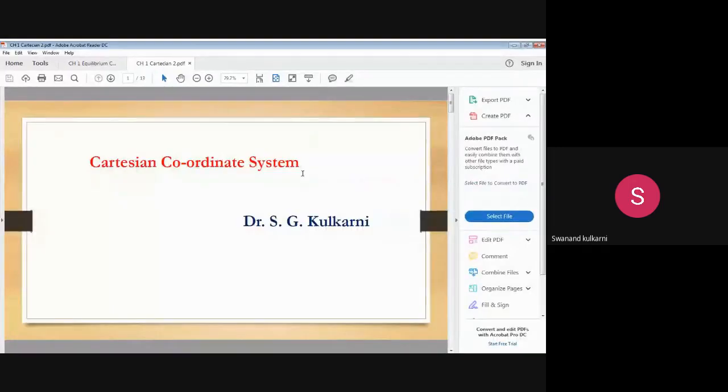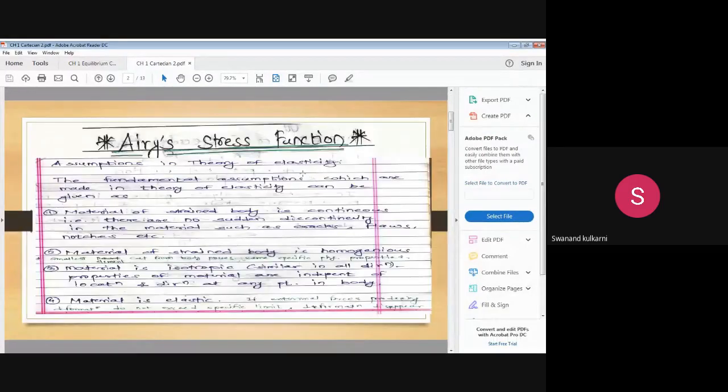Shall we go ahead? Strain component part is over here.